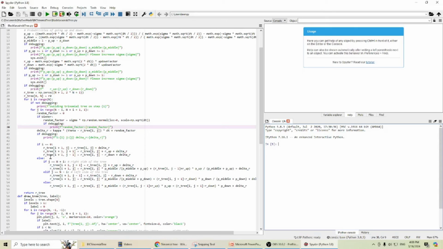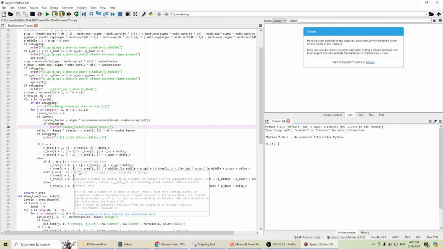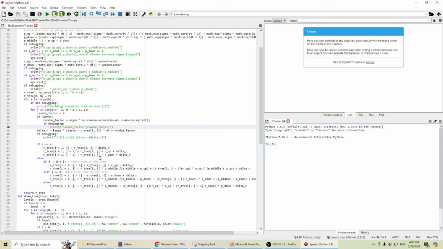This is what I explained with the slide. You see, if it's level 0, the first node, I will calculate the next level like this. Otherwise, if it's on the right side of the tree, I will calculate the tree node in the middle and when it goes up. And if it's on the left side of the tree, I will calculate the rate goes down and also the rate goes into the middle. Otherwise, I will only consider the rate go to the middle.